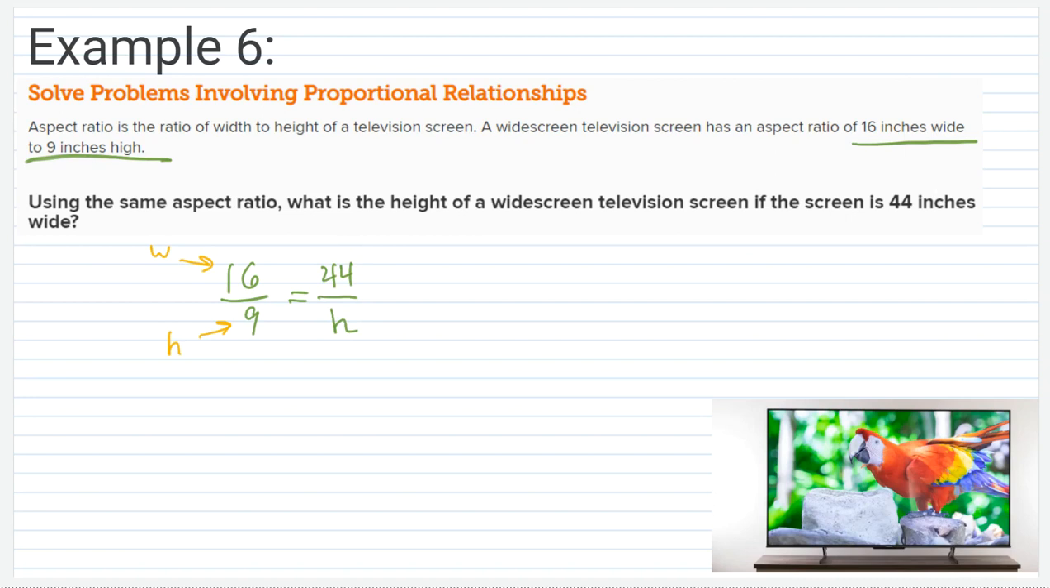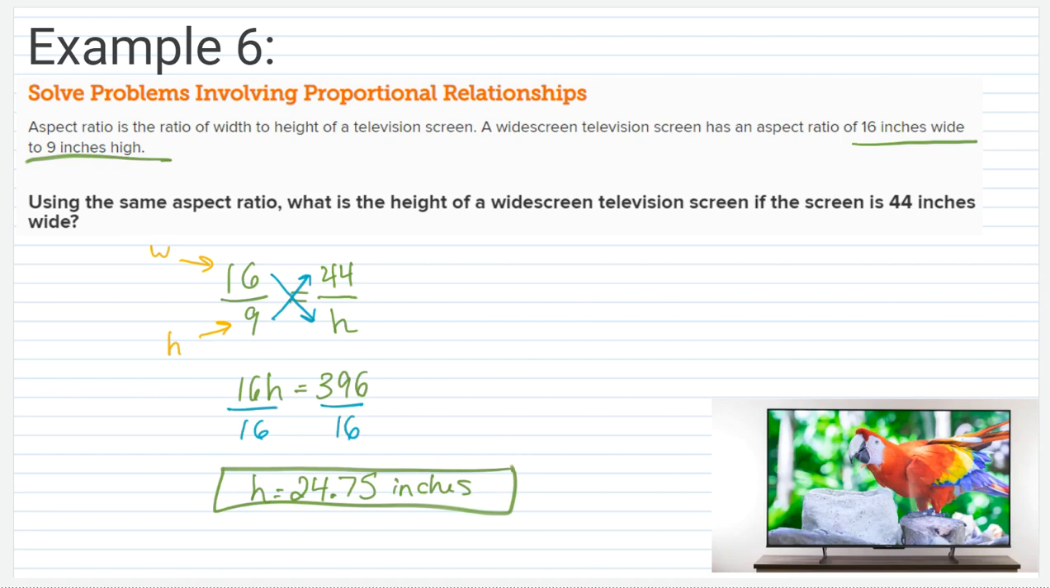And then, just like always with proportions, to solve this, we're going to go ahead and do our cross products. So we're going to do 16 times h, which will be 16h, and then 9 times 44, which is going to be 396. And then we just have one more step after this to solve. We're going to divide both sides by 16. And we're going to find that h is going to equal 24.75, so 24.75, and the label would be inches. And that's it for that question.